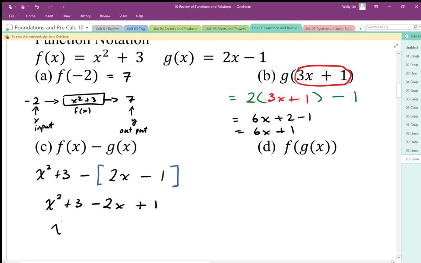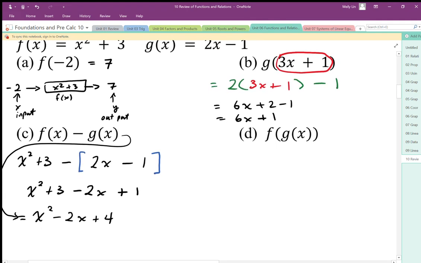Once I've done the substitution, I have the right expression. What's implied is I always combine like terms. So there's my new expression. f of x minus g of x is equal to this expression here.